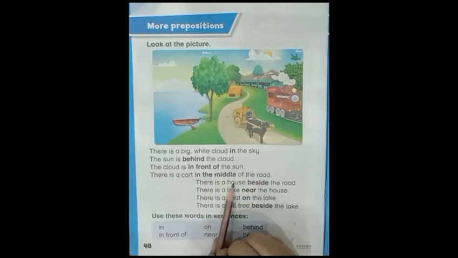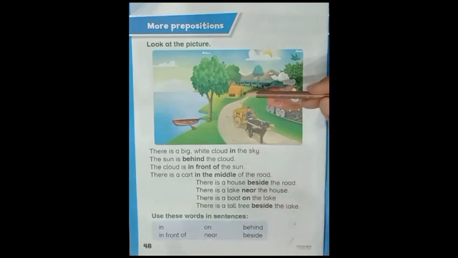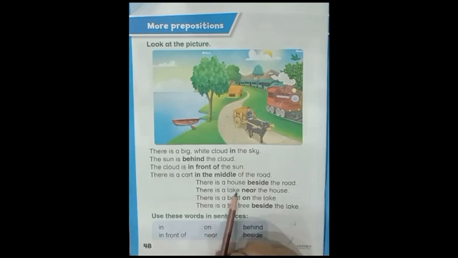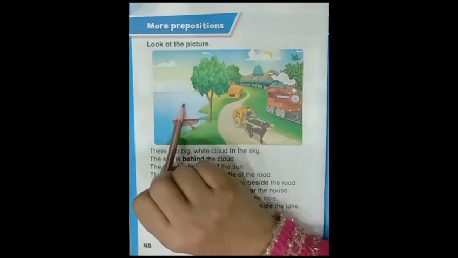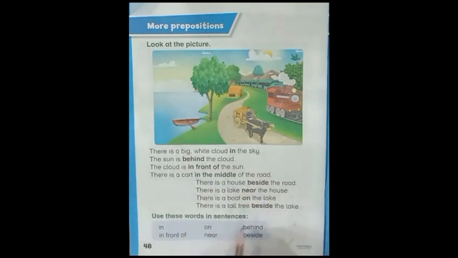There is a house beside the road. You can see there is a house beside the road, and beside is a preposition here because it is showing the position of the house. There is a lake near the house. So near is a preposition here. There is a boat on the lake. So on is a preposition here.